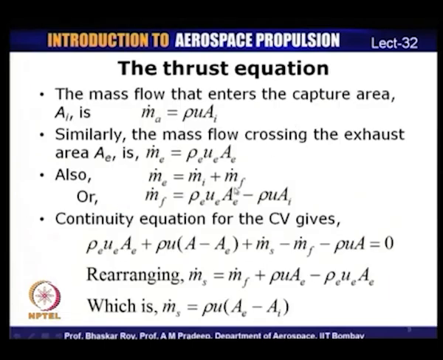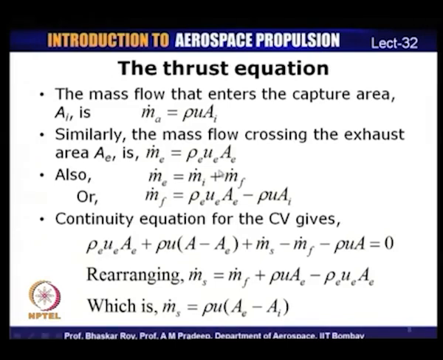So, if you look at the continuity equation, we have rho e u e a e, which is m dot e, plus rho into u into a minus a e plus m dot s minus m dot f minus rho times u times a. So, this should be equal to 0, because mass coming in should be equal to mass leaving out. So, the difference between the two should be equal to 0. So, if you rearrange this, we have m dot s is equal to m dot f plus rho u a e minus rho e u e a e.